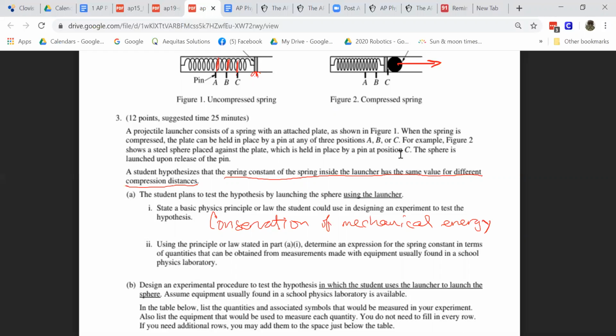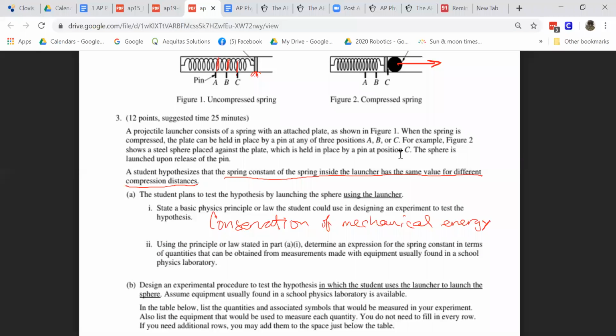Okay, so that's cool. Now, using the principle or law stated in part A, determine an expression for the spring constant in terms of quantities that can be obtained from measurements made with the equipment usually found in a school physics laboratory. Okay, so here's how I would do it. I would want to measure the speed. So here's what we can do.